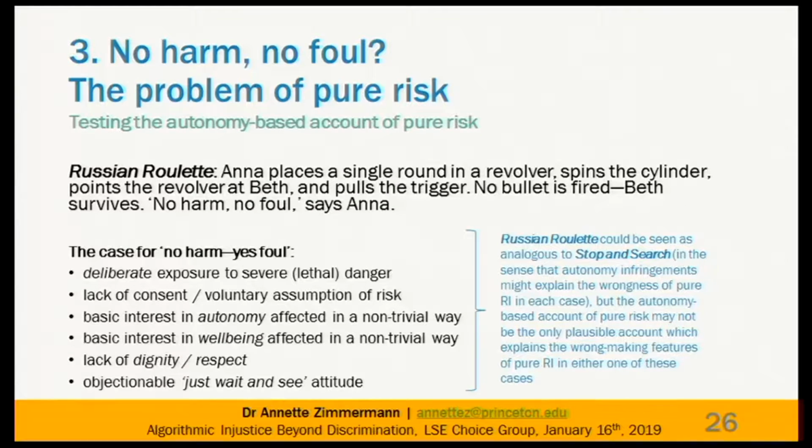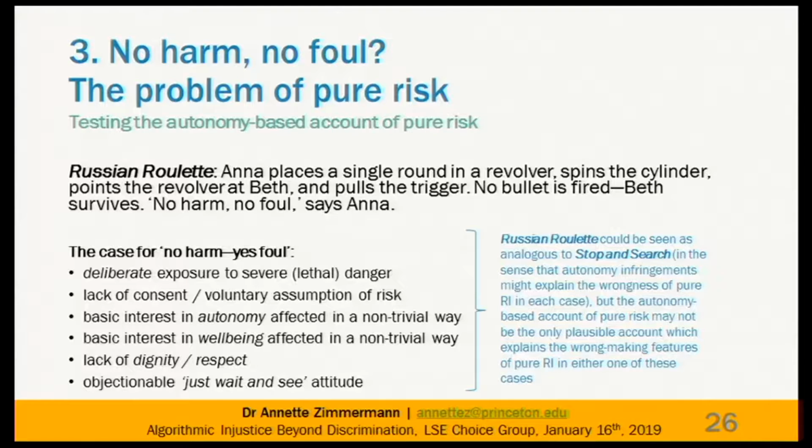I want to test this account, though, just because there are many other features that could make pure risk impositions wrong. So consider this kind of Russian roulette case, where Anna just wants to play Russian roulette with Beth. And Beth is really lucky in the scenario because Anna fires the revolver and there are no bullets, so Beth survives. And Anna is really callous about this. She's like, well, no harm, no foul. You have no complaint against me. So this is the intriguing test case here, because if the pure risk imposition is indeed not wrong, then no apology necessary, right?